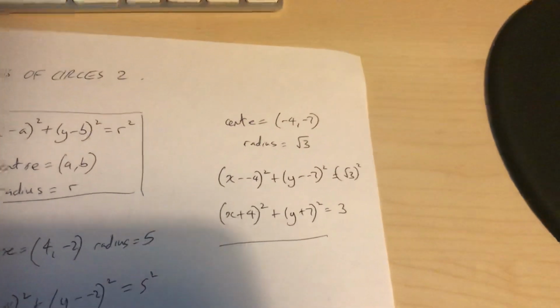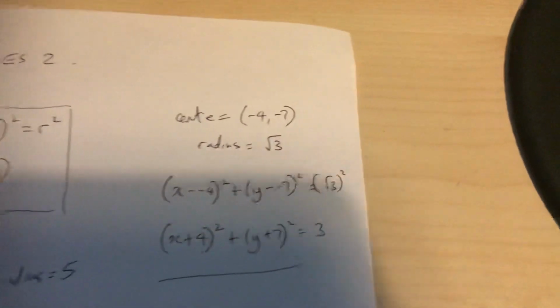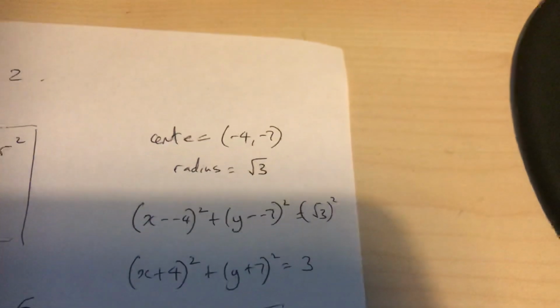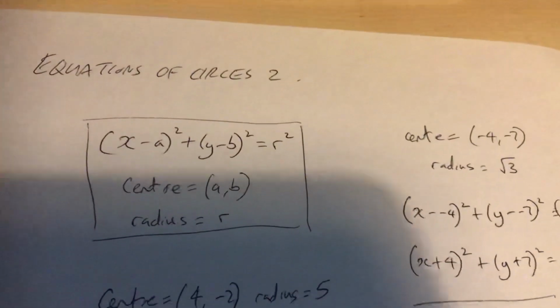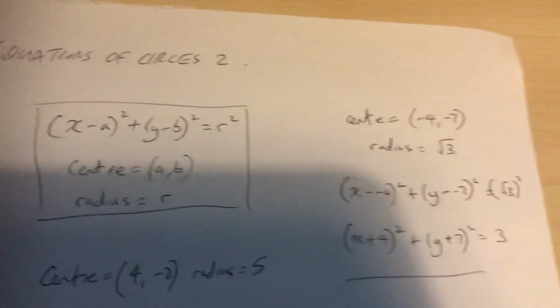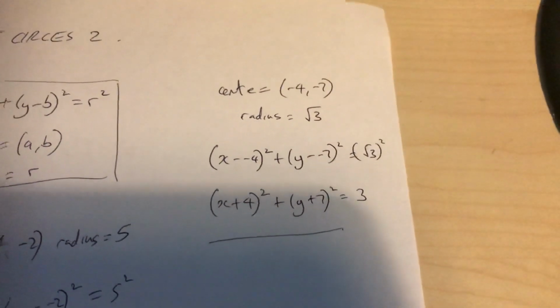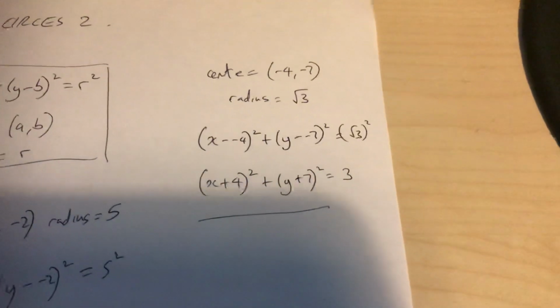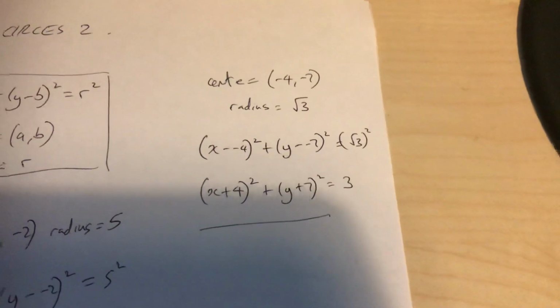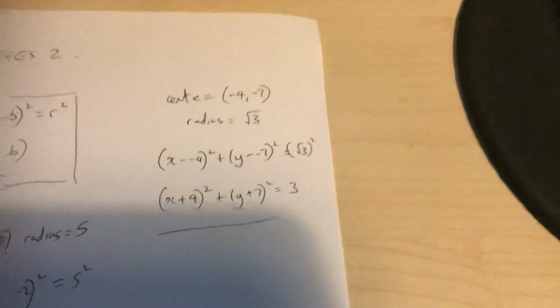Our last example, we've got a centre with two negative numbers in it, and we've got a radius of root 3. Look back at our general formula. Try to remember what that is. We can plug that in. (x minus minus 4) squared plus (y minus 7) squared is root 3 squared. We can write that as (x plus 4) squared plus (y minus 7) squared equals 3.